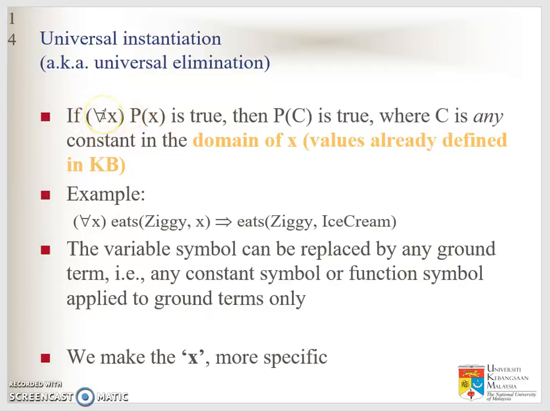So we can actually delete the quantifier here. For example, for every x where Ziggy eats x, then Ziggy eats ice cream. So we already specify that x is ice cream in the knowledge base. So the variable symbol can be replaced by any ground terms, that is any constant symbol or function symbol applied to ground terms only.